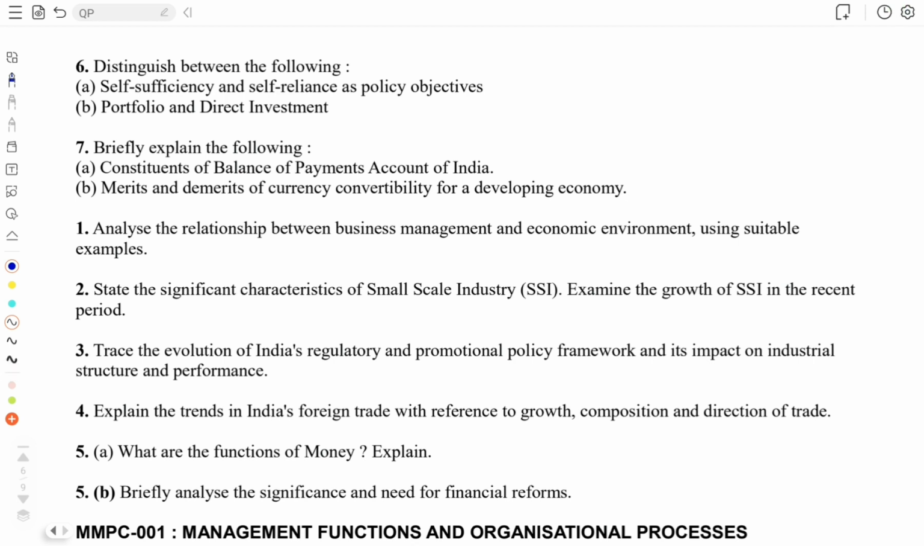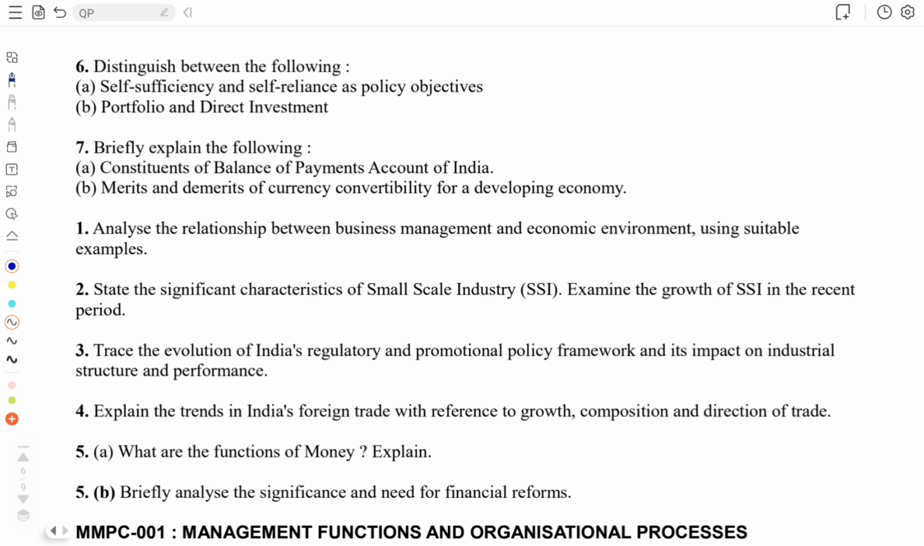So the next question, trace the evolution of India's regulatory and promotional policy framework and its impact on industrial structure and performance. So you can talk about industrial licensing, control on monopoly, foreign investment control, small scale industries, administered prices, taxation, all those things you can write. Next is explain the trends in India's foreign trade with reference to both composition and direction of trade. So currently, from what I understand, there is increased import, reduced export, high growth in value of trade. All those things are the current latest trends, is what I understand. But you can go and Google and find it for yourself.